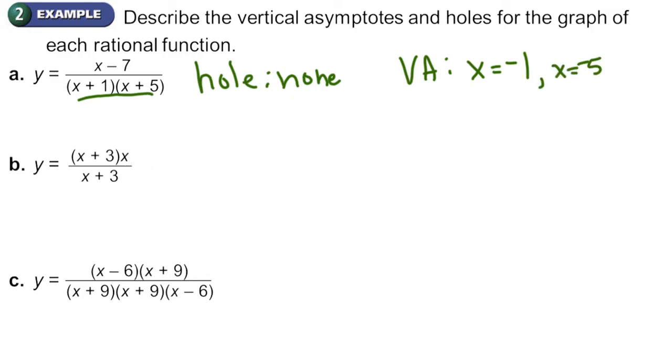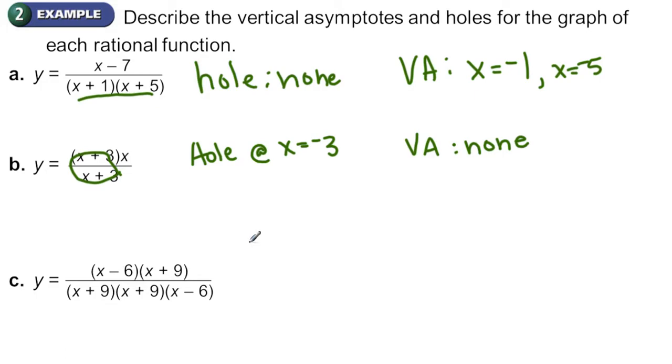Over here, notice that we have x plus 3 in both the numerator and the denominator. So that is a hole. And then your vertical asymptote, there's nothing left in the denominator. So in this case, there is none. Finally, looking at this beast, we have x plus 9 and x plus 9. And then we have x minus 6, x minus 6. So we have 2 holes. We have a hole at x is 6.